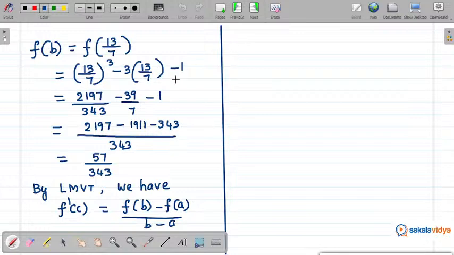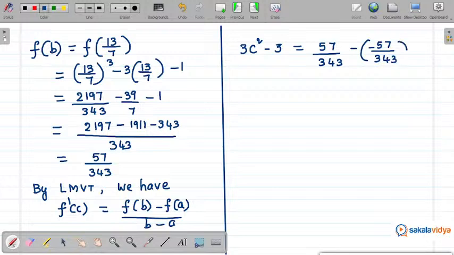So this we can write now: 3c square minus 3 is equal to f of b, f of b means 57 by 343, and minus of f of a. f of a is minus 57 by 343, divided by b minus a. b means 13 by 7, and a means actually minus 11 by 7.